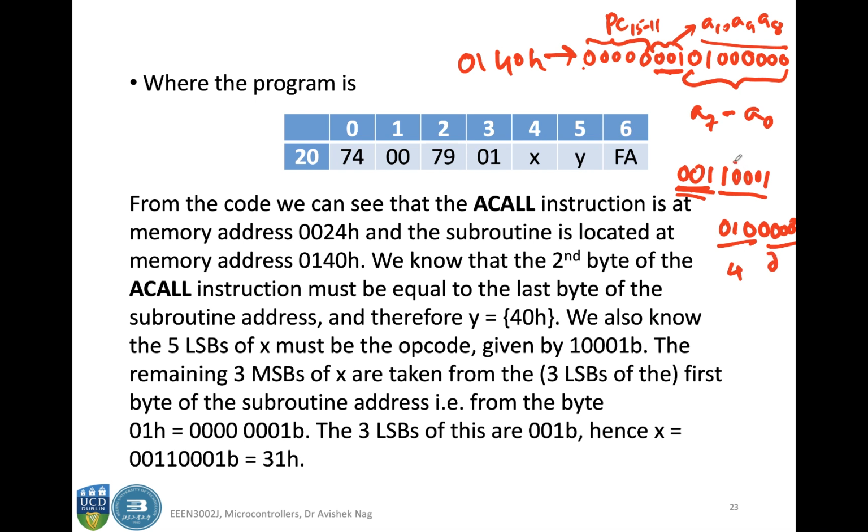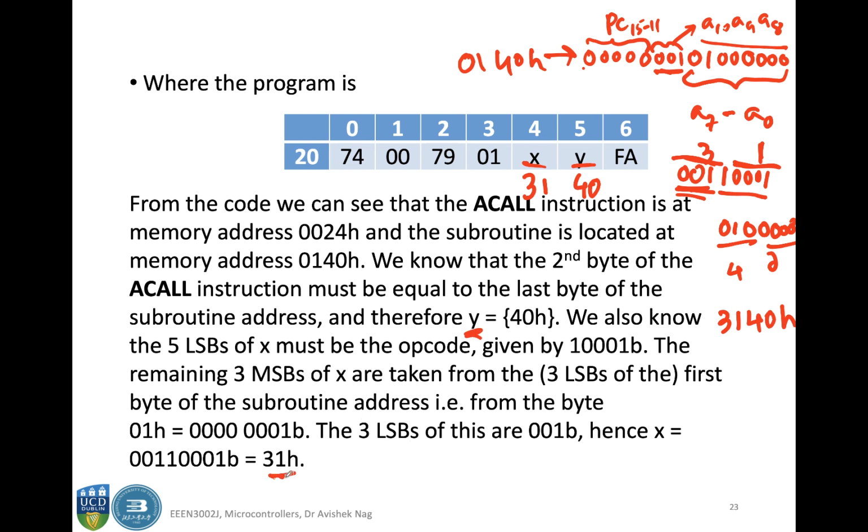Now if you look at the 4 bits each, then this is 1 and this is 3. So basically your ACALL instruction will be 3140X. Okay, so that's what should be your X and Y. So your X will be 31 and Y will be 40. Okay, so that is what we have worked out.